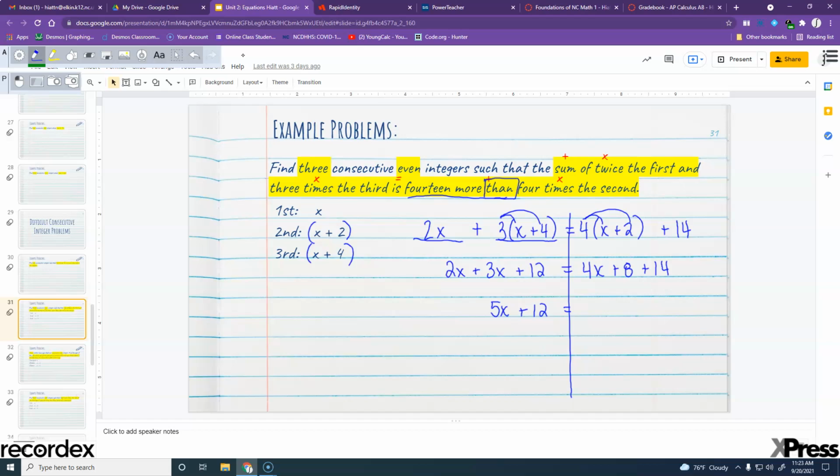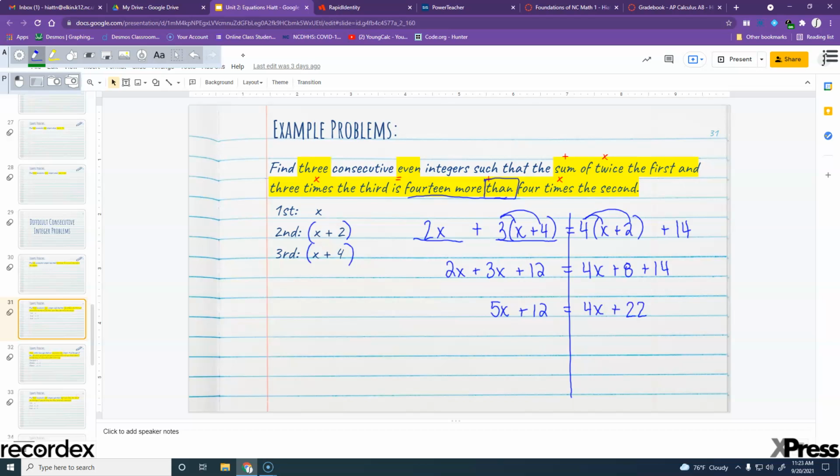And then let's get 4x plus 8 plus 10 plus 14. We can put the 8 and the 14 together, because neither one of them has x's. So what do we get when we add the 8 and 14? 22. Good.